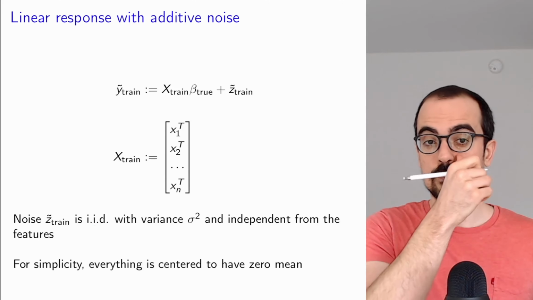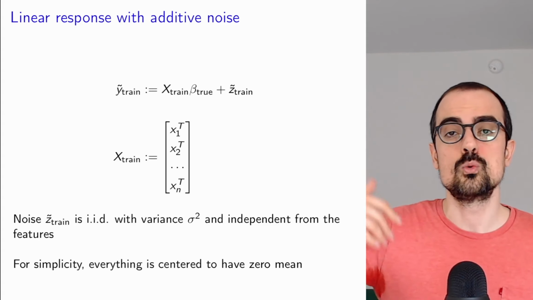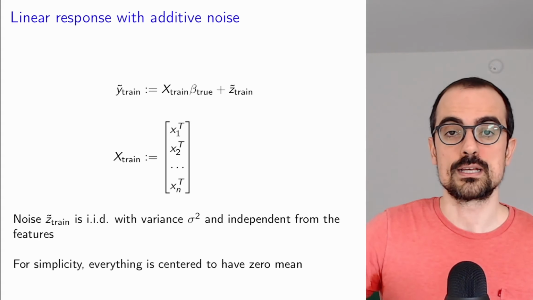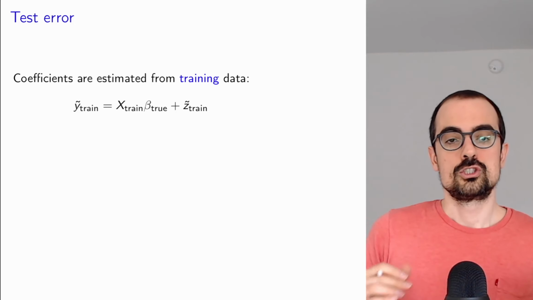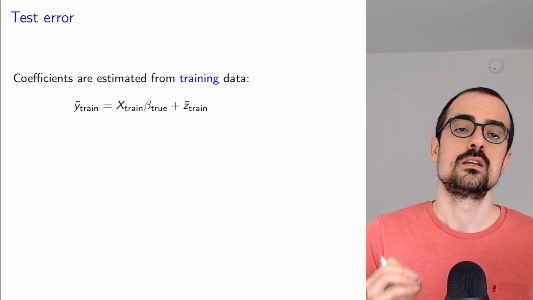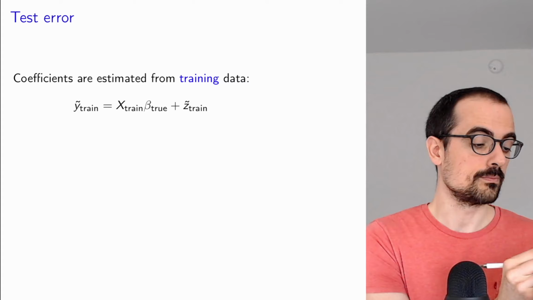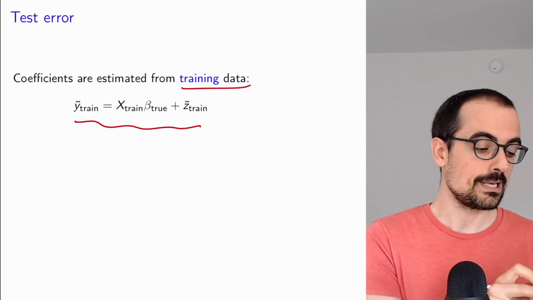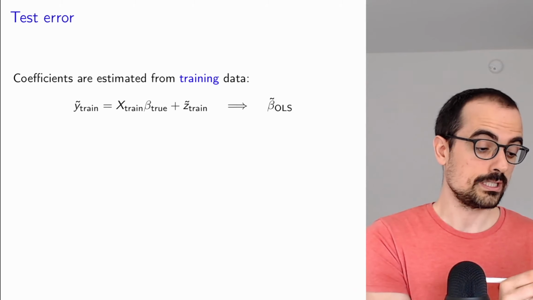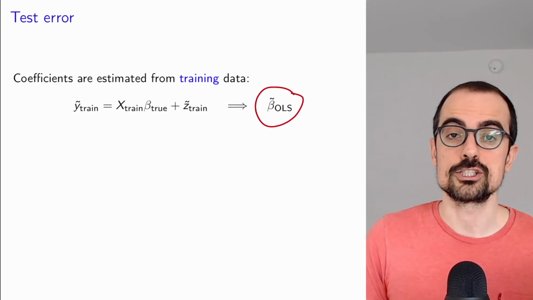For simplicity, everything is centered to have zero mean, so that we don't have to worry about additive constants in the linear model. So now what we're interested in is looking at coefficients that are obtained from the training data, which we assume has this form that I just explained. We're going to use this training data to estimate the linear coefficients in our linear regression model.